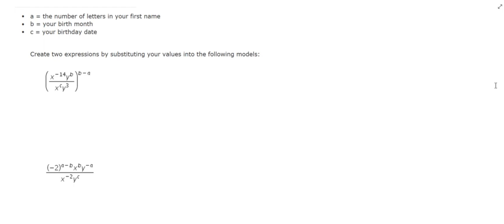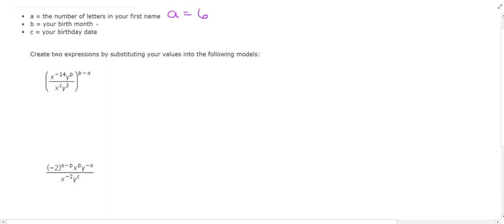All right, so today we're going to talk about simplifying exponential expressions using our exponent rules. So we're going to take a look at a couple problems here. And to start these problems off, we need to get some values. So the first value we're going to get here is A, the number of letters in your first name. So there we're going to have that A is going to equal 6 for me.